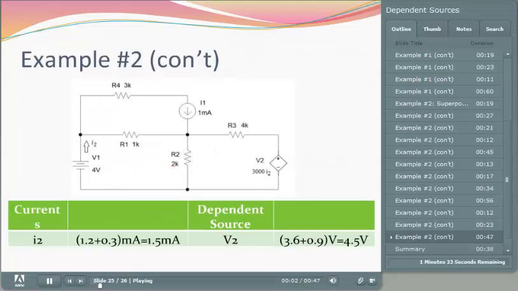Taking the results that we have obtained from both of the circuits in superposition, we find that the total current leaving the independent voltage source, I2, is equal to 1.2 milliamps plus 0.3 milliamps is equal to 1.5 milliamps. The voltage produced by the dependent source is equal to 3.6 volts plus 0.9 volts is equal to 4.5 volts. As a check, we can apply the equation for the current-controlled voltage source and say that 3,000 times I2 is equal to 3,000 times 1.5 milliamps is equal to 4.5 volts.